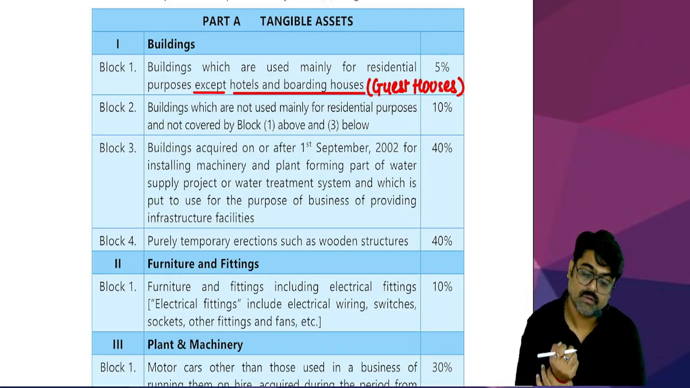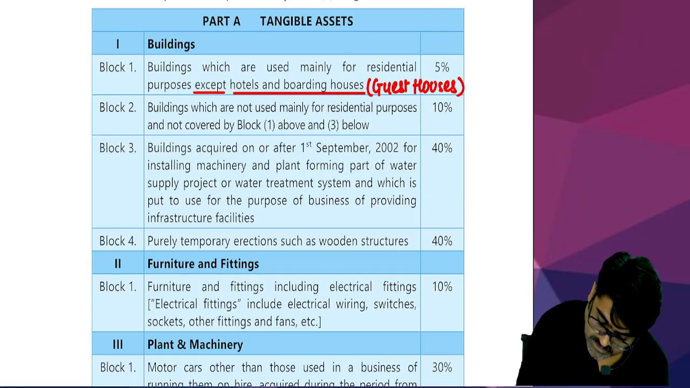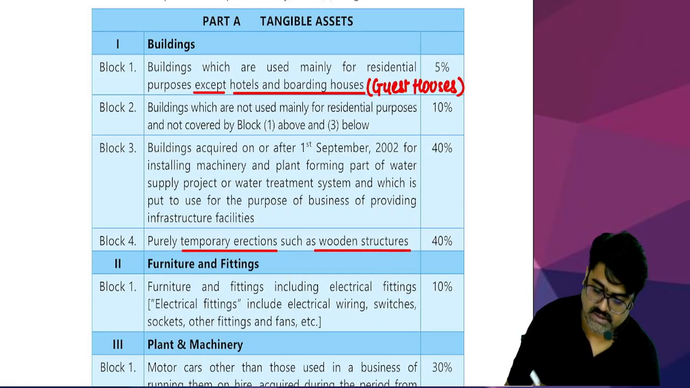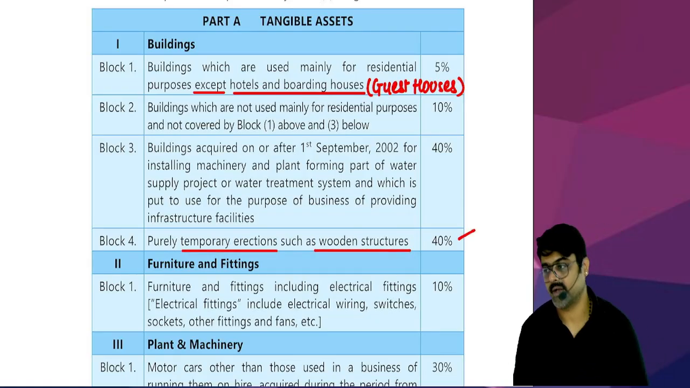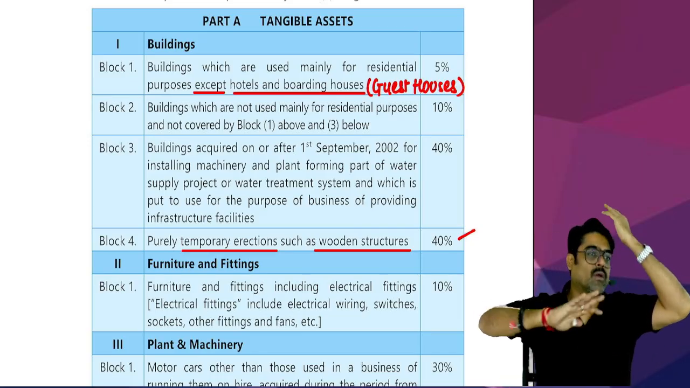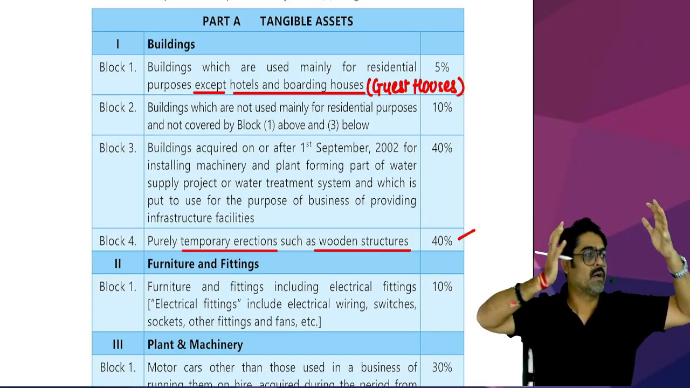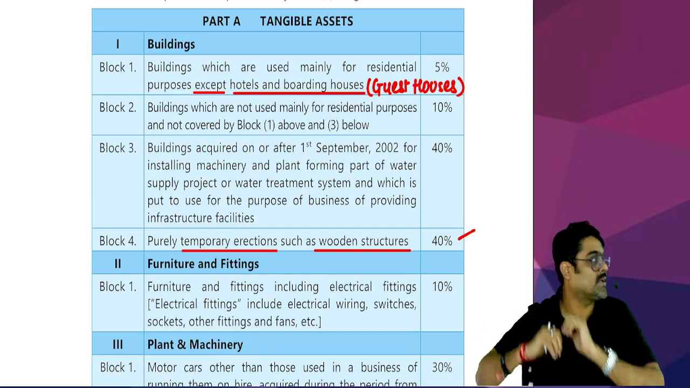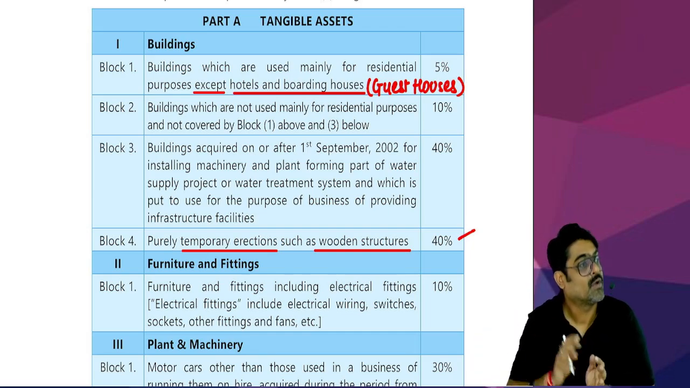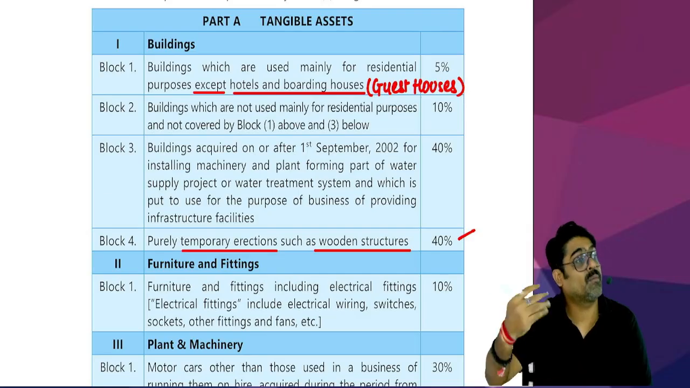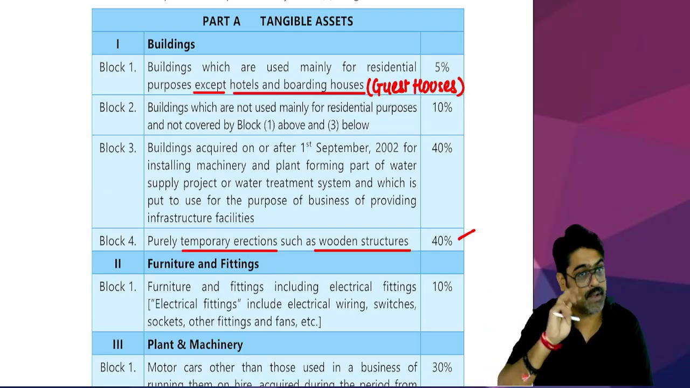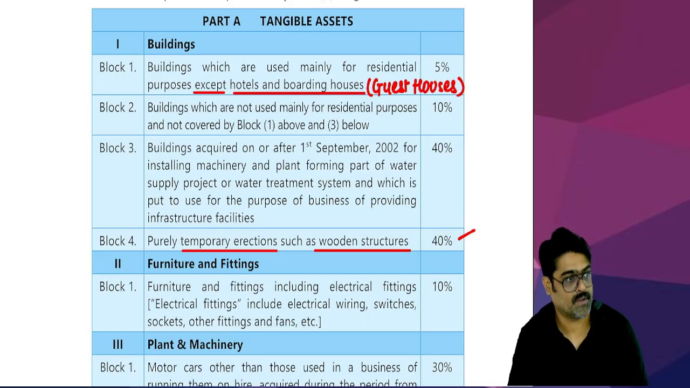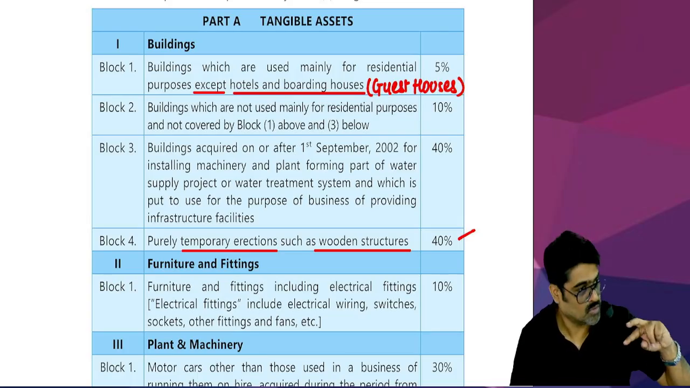Tell me, temporary erections such as wooden structures, etc. will be depreciated at what rate? Now, you are not supposed to put all the buildings under one block. Residential buildings go under one block, and the buildings which are temporary structures, including wooden structures, will be kept in a separate block, because that block has a depreciation rate of 40%. Will you remember this? So building has two blocks so far.